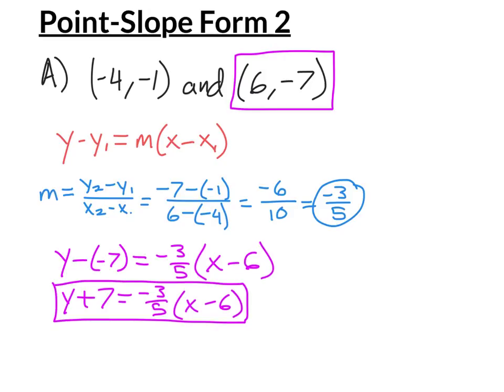Now, if we wanted to, we could convert this into slope-intercept form. We could do the distributive property with the -3 over 5, and then we could subtract 7 from both sides to isolate y. But my main focus right now is just getting these equations down in point slope form. We can work on converting it later.